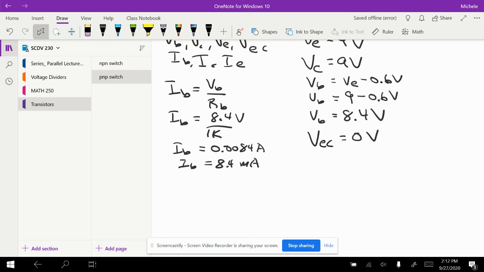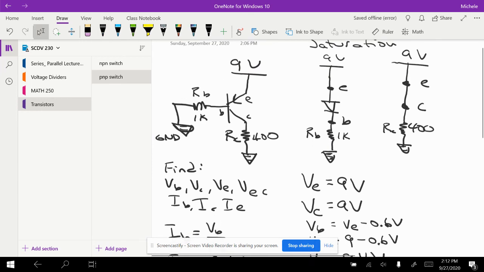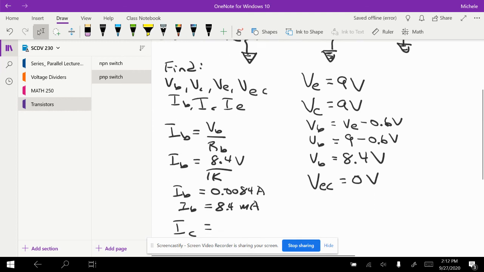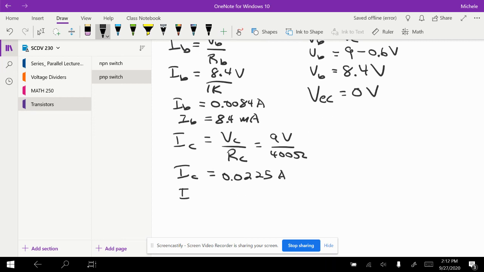And now what about our IC? So our IC is equal to, looking back, I don't lose any voltage between E and C, so I'm going to have the full voltage. So I'm going to say VC divided by RC, and so that's going to equal 9 volts divided by 400 ohms. So IC is equal to 0.0225 amps, and IC is equal to 22.5 milliamps.